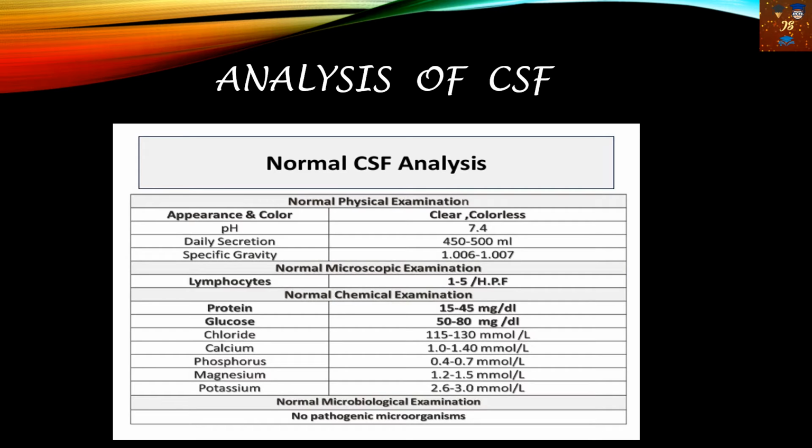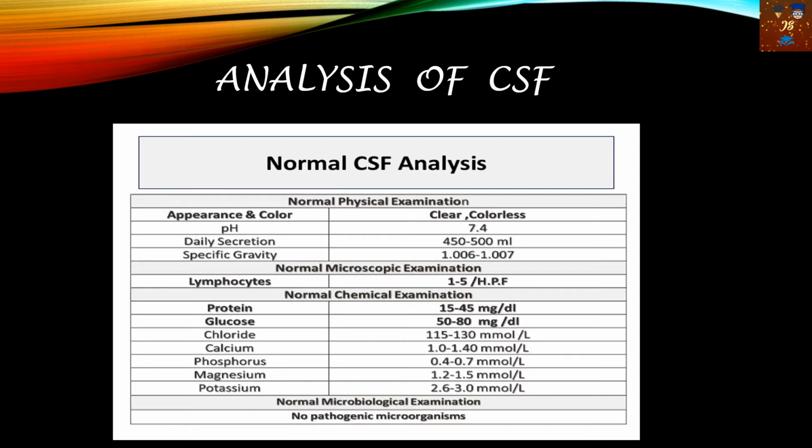Next, if we analyze this CSF, meaning normal CSF analysis, you can see here that pH is 7.4, that is neutral pH like blood. Daily secretion is 450 to 500 milliliter. Specific gravity is 1.006 to 1.007. Lymphocytes 1 to 5 per HPF.